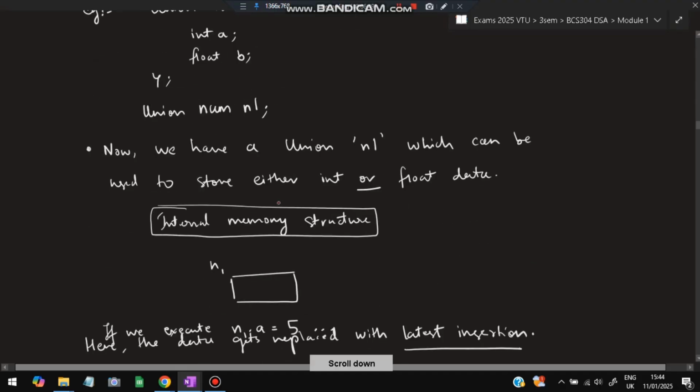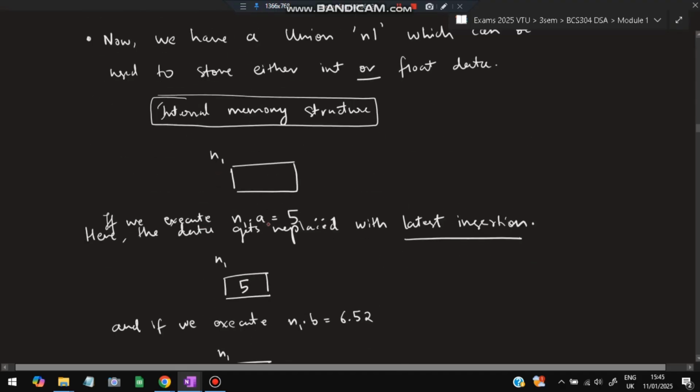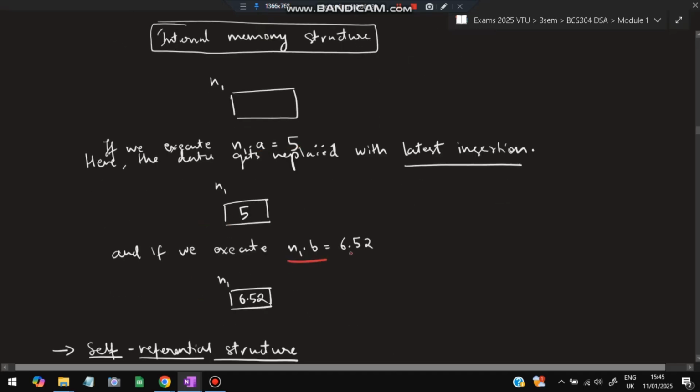Okay, so suppose that n1 is there and we execute n1 dot a is equal to 5. So what happens? 5 will come and sit in n1's place. Now if we again do n1 dot b is equal to 6.52, in the same place b's value will be substituted and it will become 6.52. A's value will be overwritten. So a and b both are sharing the same memory location. Whichever latest value comes, that value will be sitting here.